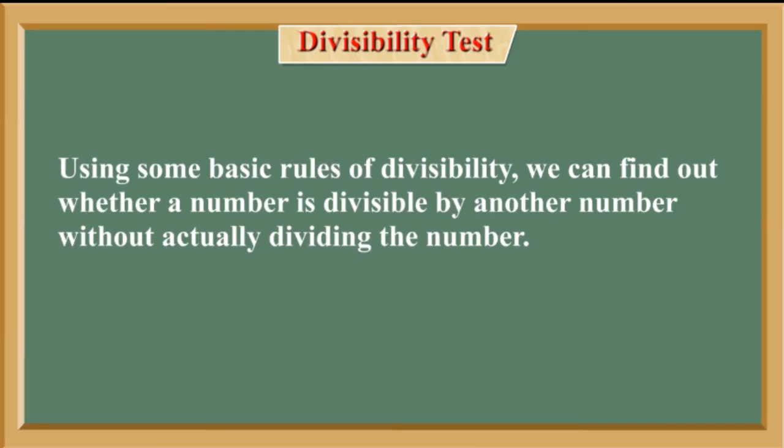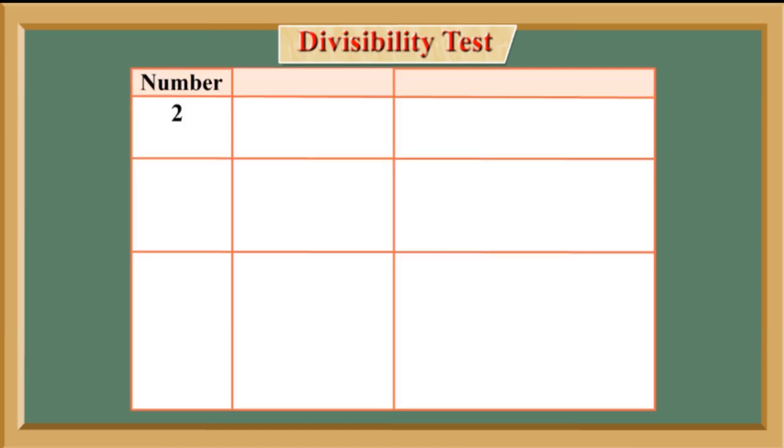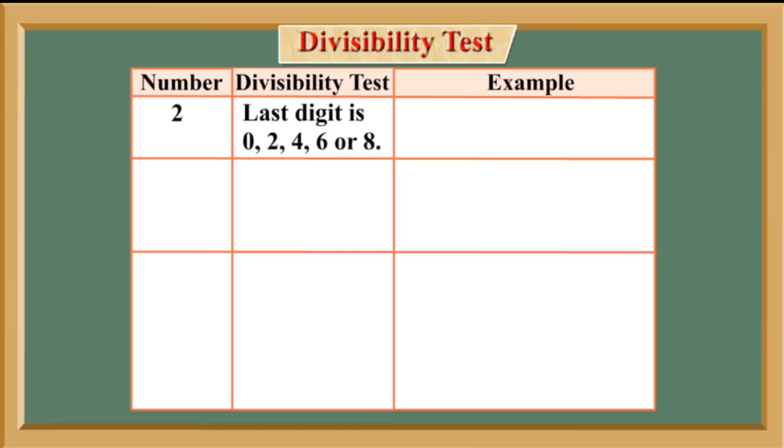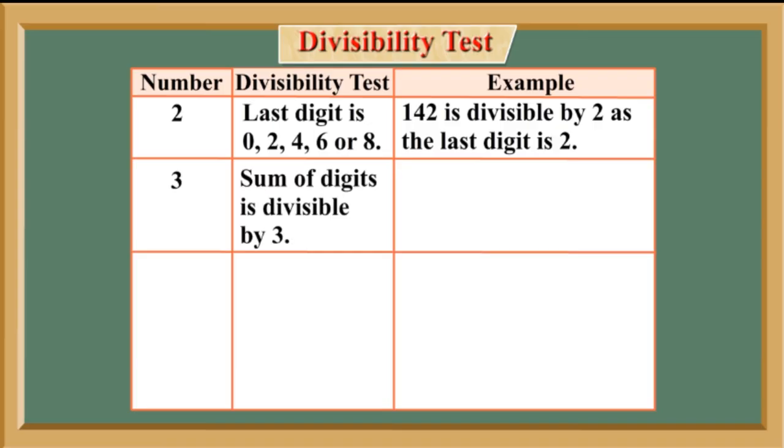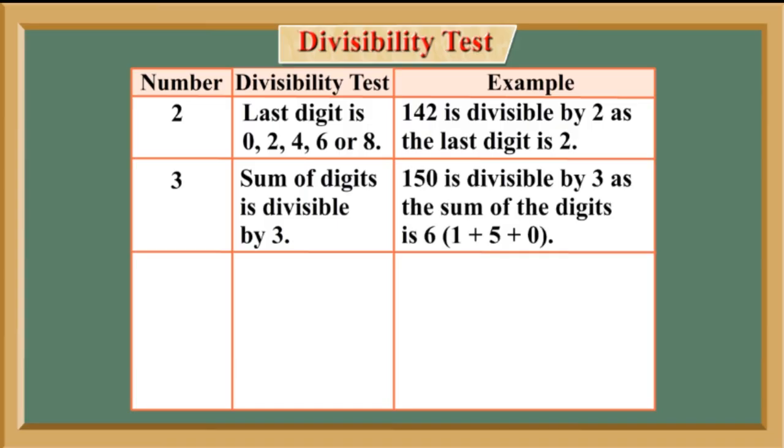Divisibility test. Using some basic rules of divisibility, we can find out whether a number is divisible by another number without actually dividing the number. For 2, the last digit is 0, 2, 4, 6 or 8. Example, 142 is divisible by 2 as the last digit is 2. For 3, the sum of digits is divisible by 3. For example, 150 is divisible by 3 as the sum of the digits is 6, that is 1 plus 5 plus 0.